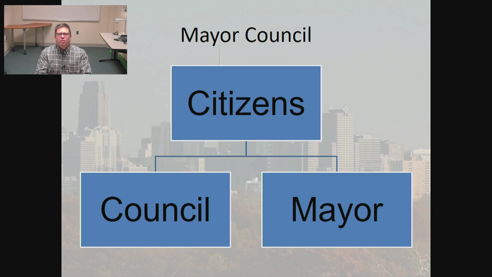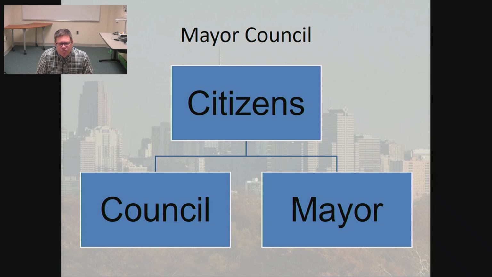And then probably the local form of government that we're more familiar with would be the mayor-council system of government, where you have the citizens independently electing a city council and then a mayor. This is kind of our typical separation of powers operation that we see throughout the federal government and the state governments as well. Now, there are what's called a weak mayor and a strong mayor form of government.